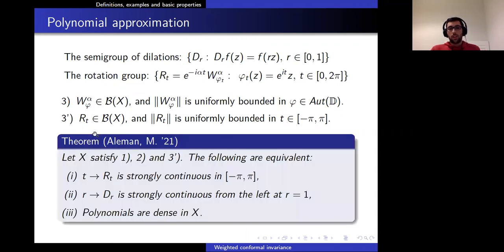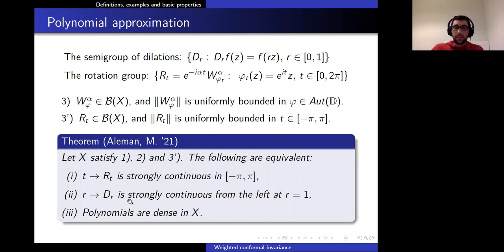If we consider a Banach space of analytic functions in the unit disk satisfying property 1, recall the point evaluations are bounded, property 2, for any function f which is analytic in a disk of radius greater than 1, this function is in our space, and this weak property 3 prime, then the polynomials are dense in our space if and only if this group of rotations is strongly continuous in this interval, and this happens if and only if this semigroup of dilations is strongly continuous at 1.